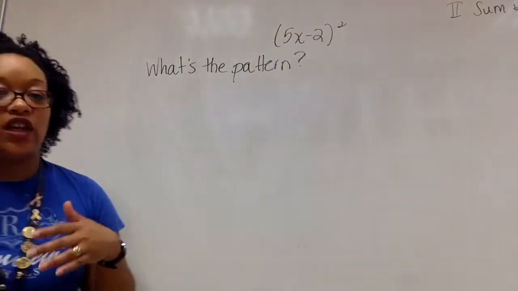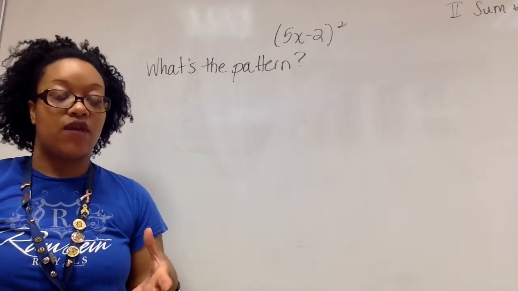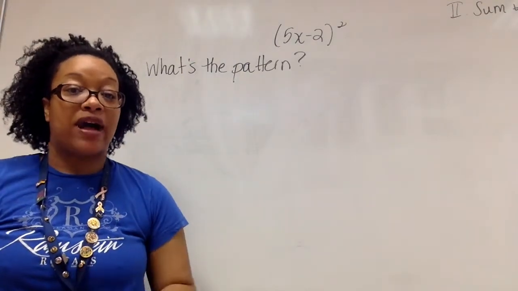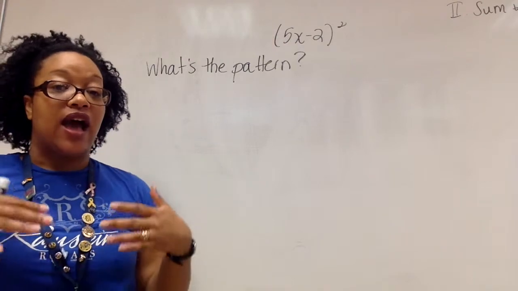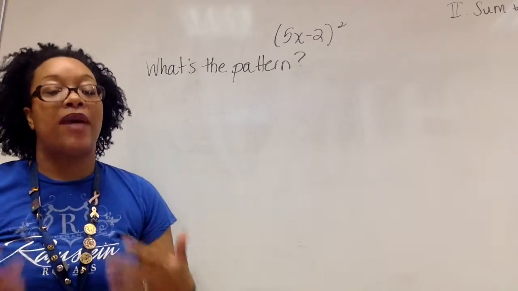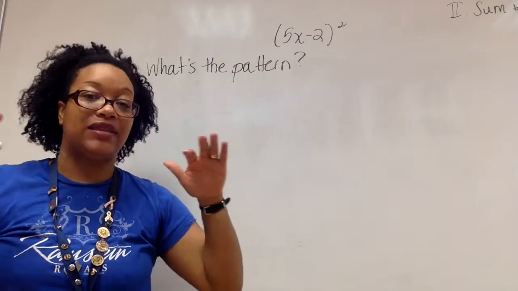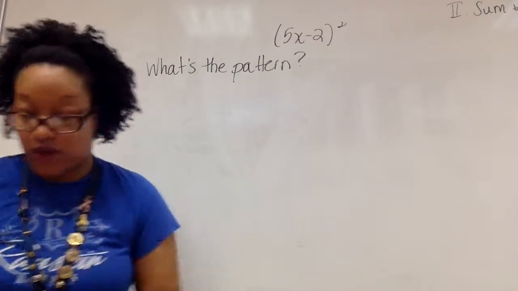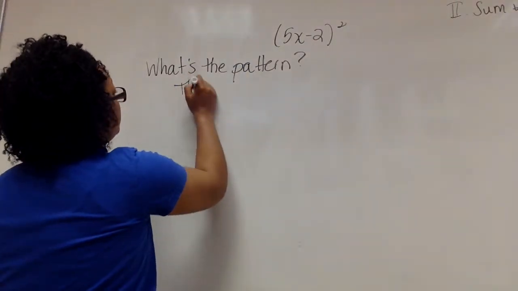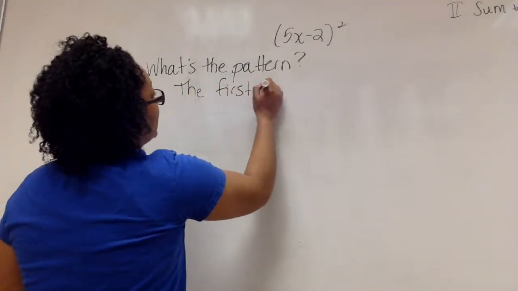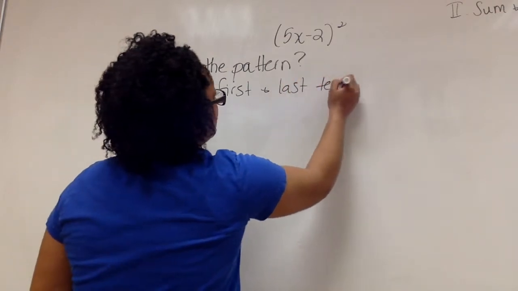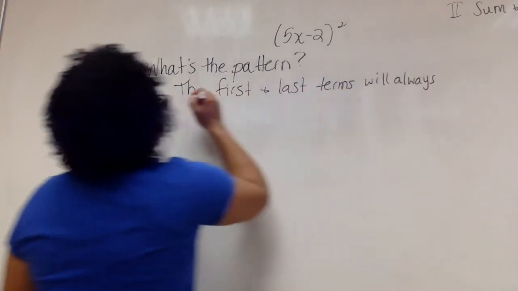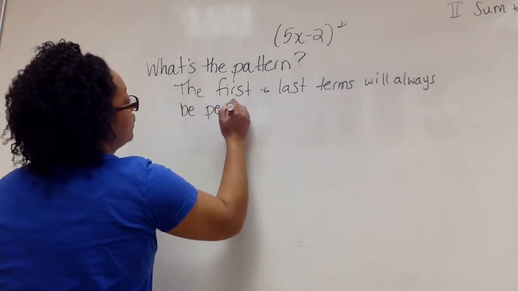All right, so in the last video, we took the square of a binomial, expanded it out, found the product by the box method, and then I tried to explain to you what the pattern was. So let's go back to that and let me say it so that you can write it down, okay? So what's the pattern? Well, the first and last terms will always be perfect squares. All right?